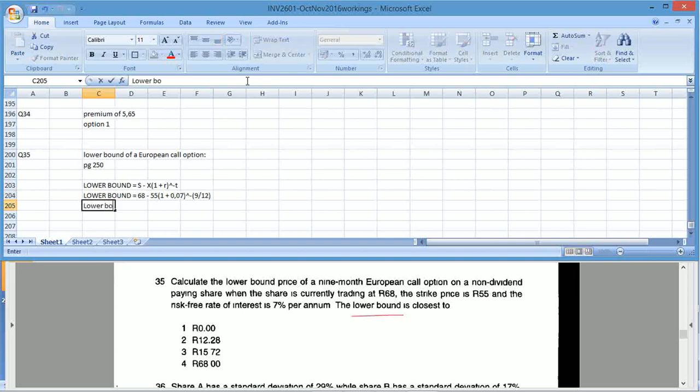Okay, so lower bound equals, type that into your calculator. Let's see what we get. Okay, so 68 minus 55 open brackets 1.07 to the power negative 9 over 12 gives me 15 Rand 72129077. Okay, so that's the lower bound of the European call, option 3.